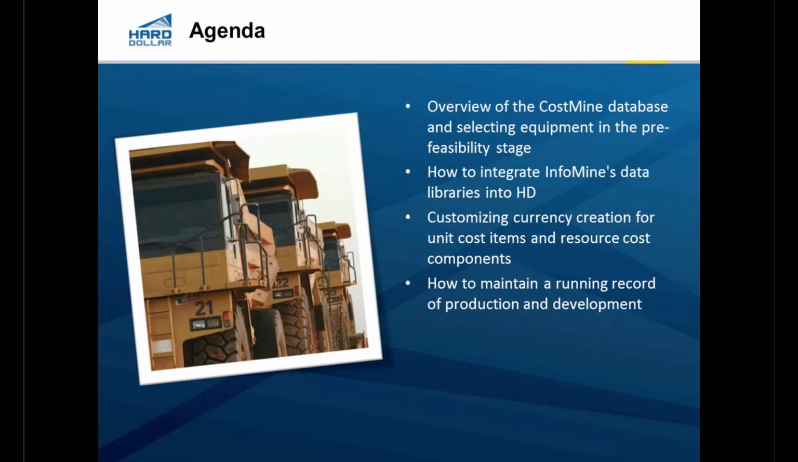Today, I just want to give you a brief overview of what we're looking at. We're going to start with the overview of the CostMine database and selecting equipment in the pre-feed stage. We're going to look at how to integrate the automated electronic database directly into the cost model estimate so that we can save time by not having to manually pull things into our work breakdown structure and really make a connection of these two elements.